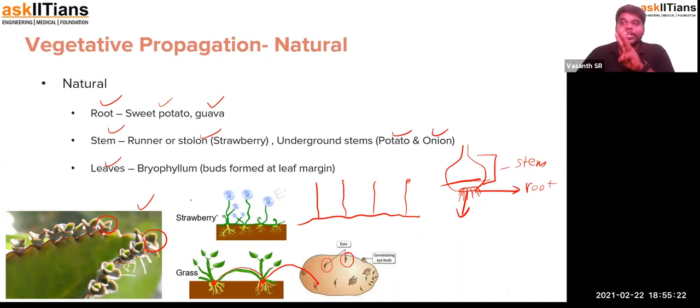In meristematic tissue you study three: apical meristem, lateral meristem, and intercalary meristem. Exactly. So it will be containing that particular structure. So the nodes will form eyes, and these eyes will develop into a new plant when planted as such. Okay. So this is vegetative propagation when it comes to the natural part.